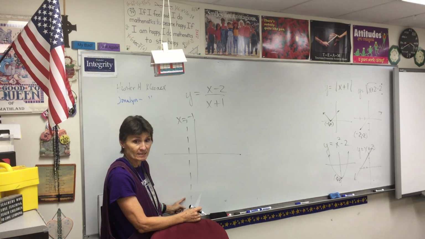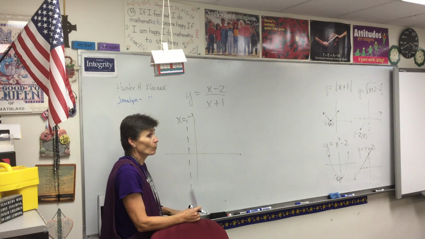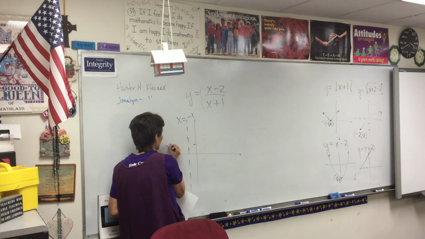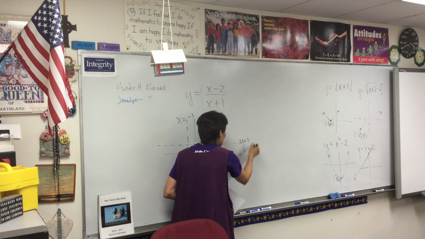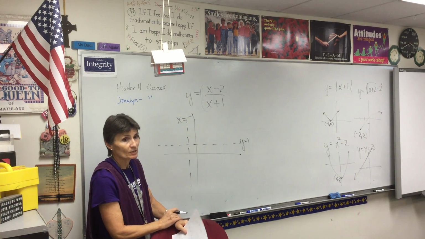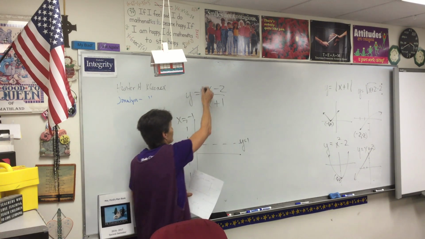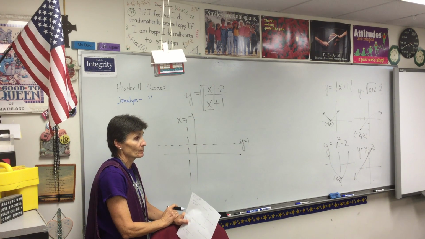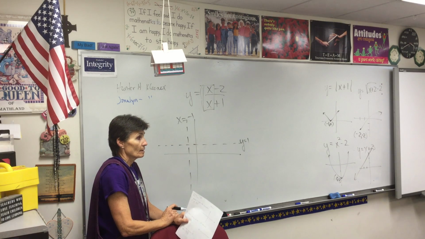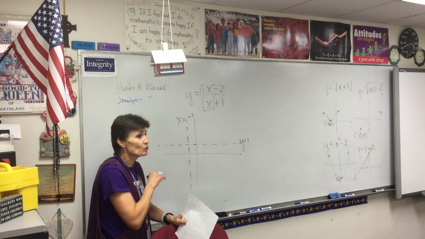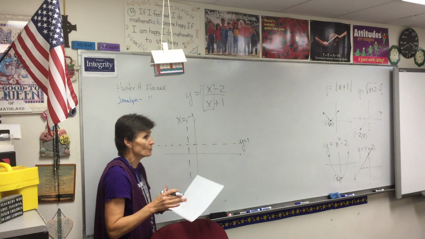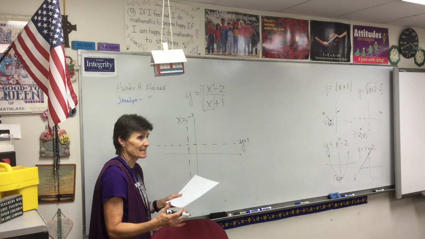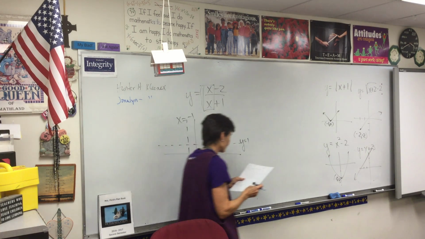That's your vertical asymptote. Where is your horizontal asymptote? Y equals 1. Because how do we find horizontal asymptotes? We do this right here, right? We compare x's. If you keep messing that up, you need to say it over and over, practice it over and over. It's easy, you just have to remember what to do.